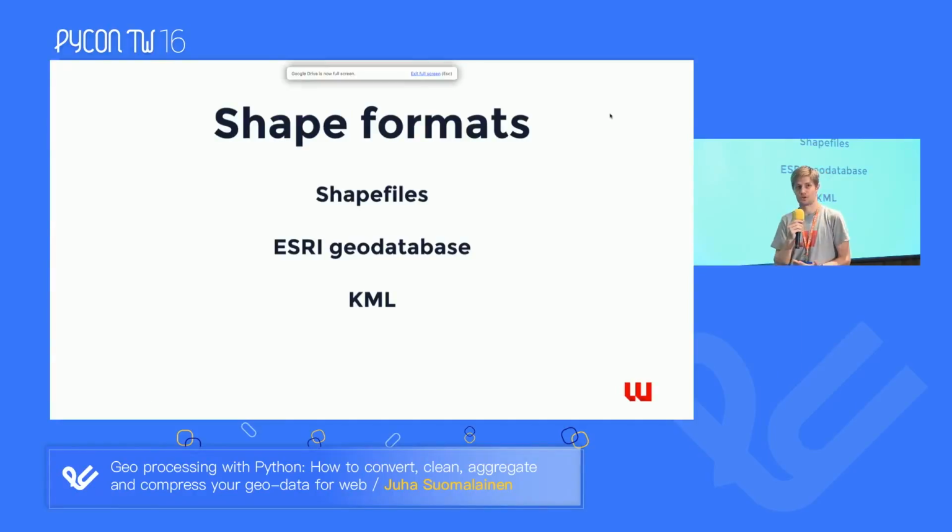So let's start with the source formats. Usually you get the shapes from online. You can find websites where you can download shapefiles, and I think the most typical format is the shapefile format. It's actually a bit of a weird format, but I'll talk about that later. Some other formats that are used are the Esri geodatabase, used by the ArcGIS tools, I think, and KML, which is preferred by the Google ecosystem.